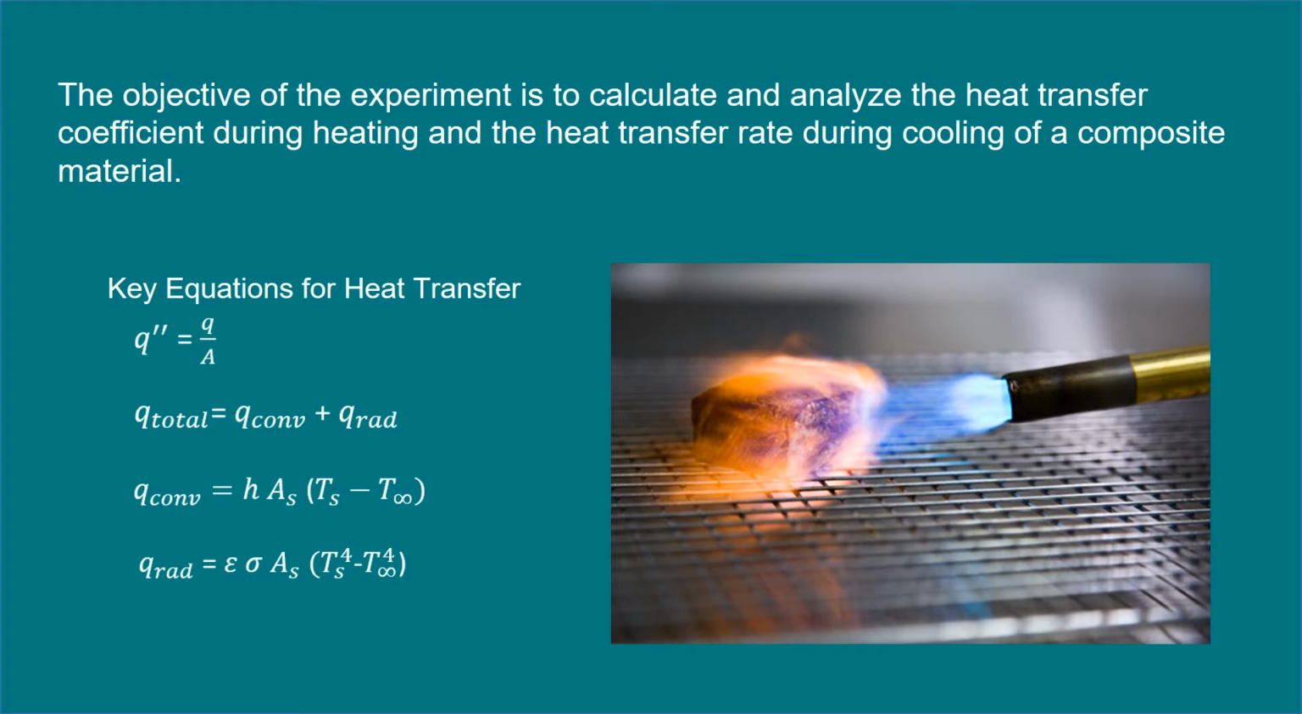During heating, we used a heat flux, Q double prime. During cooling, we used the equation that our total heat transfer rate is equal to our heat transfer due to convection plus our heat transfer rate due to radiation. In order to obtain the heat transfer rate due to convection, we used Grashof numbers, Prandtl numbers, and Nusselt correlations.